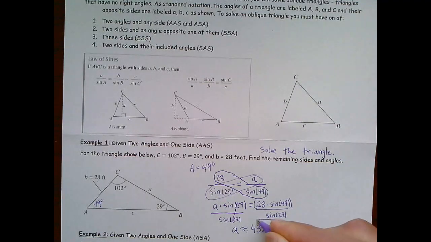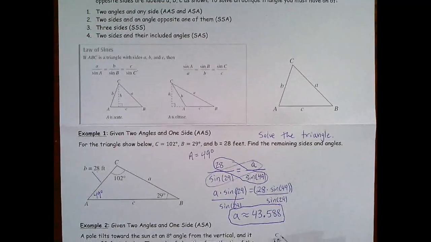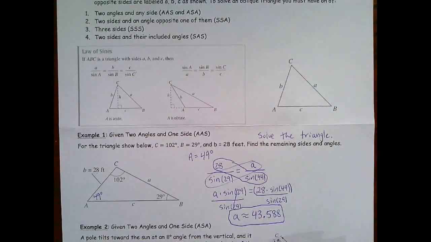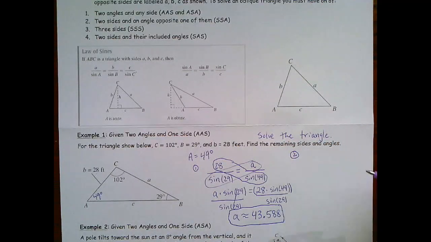43.588. Okay, so I have three angles and I have two sides. The last thing I need is that last missing side. So what's the last missing side that I don't know? I don't know C. So what I can do is set up something very similar. I'll have to go again. This is my first iteration of the law of sines, and I can use it one more time.